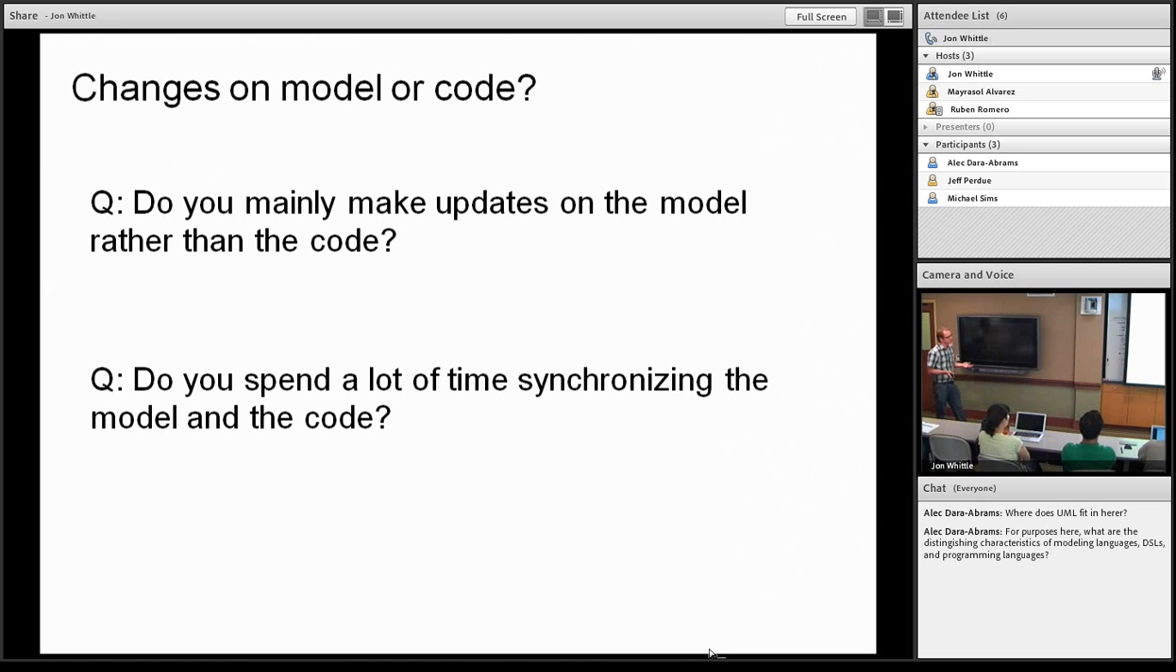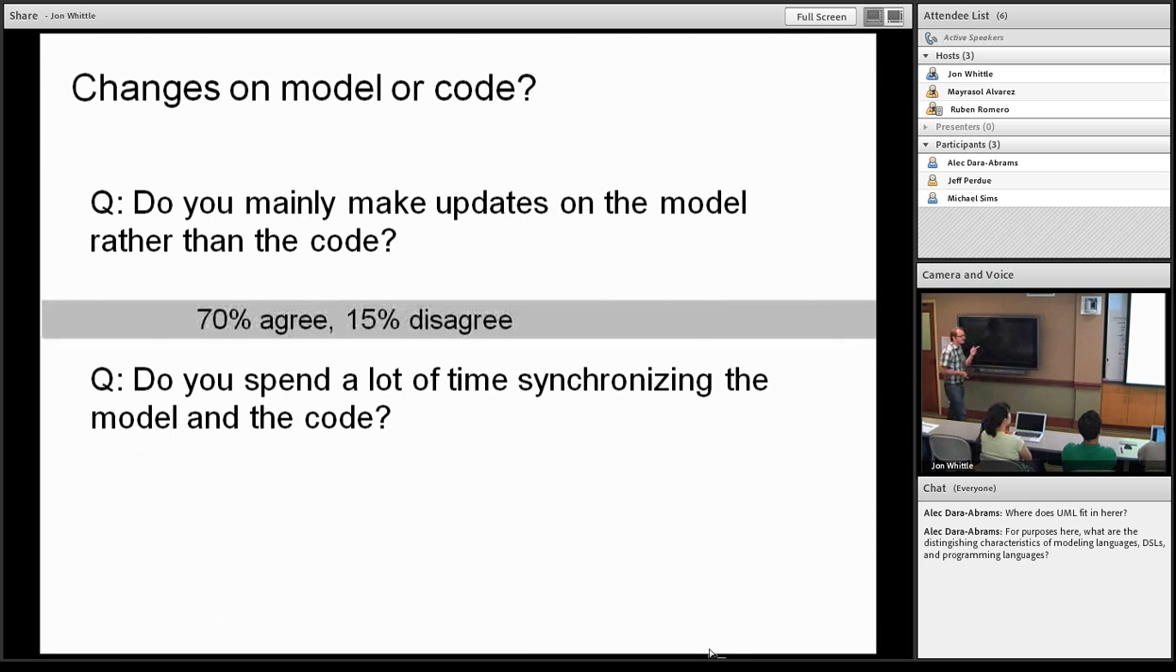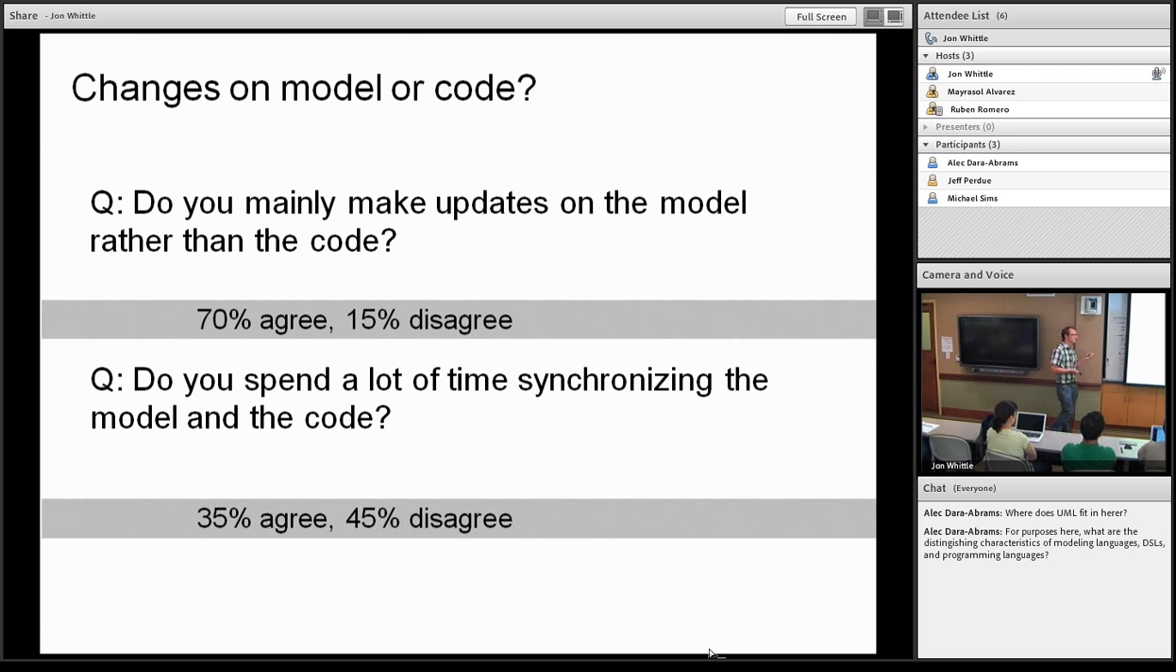So again, we asked two questions. Question one, do you mainly make updates on the model rather than the code? And question two, do you spend a lot of time synchronizing the model and the code? So again, the flip side of this. And again, by comparing the answers, we can get some way towards the truth. And what we find is that 70% of people say they do make updates on the model rather than the code. And only 35% of people say that they spend a lot of time synchronizing the model and the code. So it seems, according to this data, that in practice, people do actually follow the MDD principles that have been set out. So that's good news. It means that people listen to evangelists.